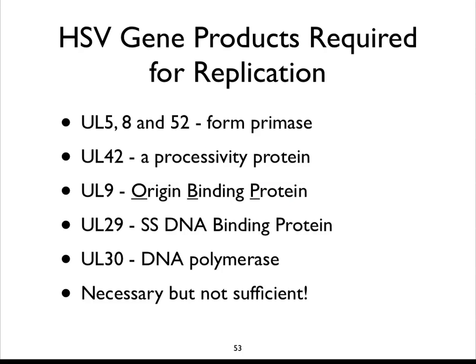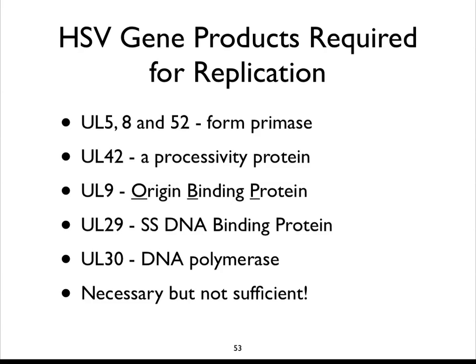Okay. The virus genome encodes a variety of products, 7, that are required for DNA replication. Three of them, UL5, 8, and 52, form a primase complex, just like everybody we've talked about, something that's required for initiation of DNA synthesis. UL42 is a processivity protein required to move the polymerase along down the molecule. UL9 is our origin binding protein, so it's the protein that identifies the place to start. UL29 is a single-stranded DNA binding protein. It helps to separate the molecules. Remember, we're in a circle now, and we've seen how circular molecules replicate, almost. And UL30 is a DNA polymerase.